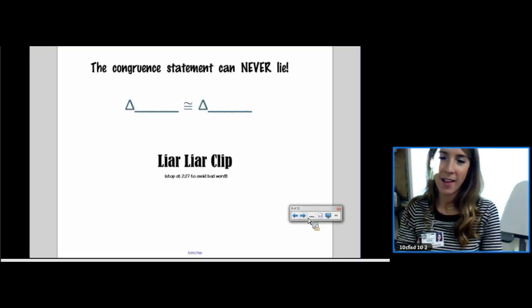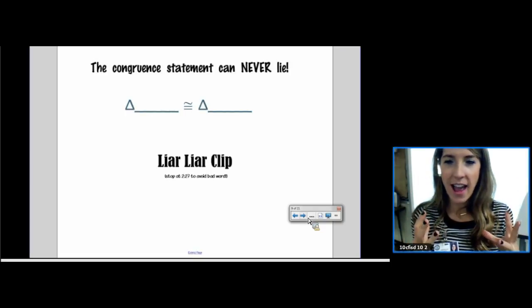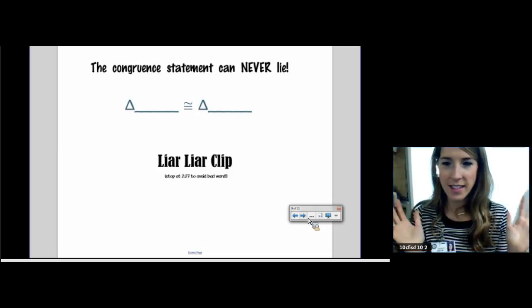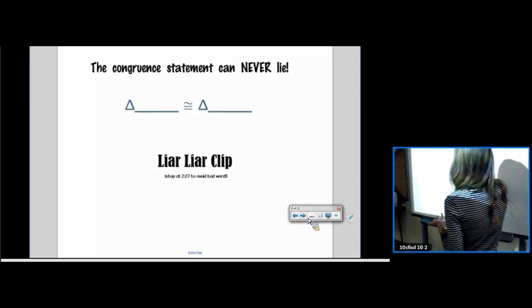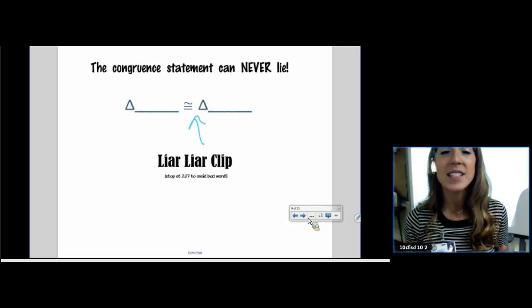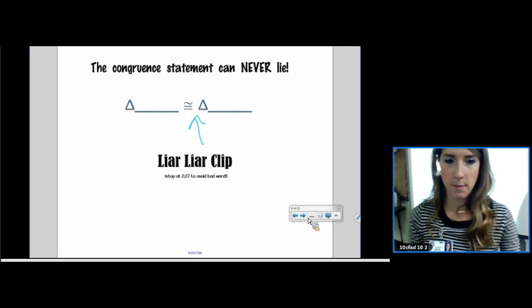Let's move on. Why I wanted to play this Liar Liar clip was because he tries with all of his power to tell a lie, and he can't, because his daughter wished that he couldn't lie, and so he has this spell on him. I wanted to compare that to a reminder that the congruent statement cannot lie. It's always in the right order, and you can always trust the order of the congruent statement.